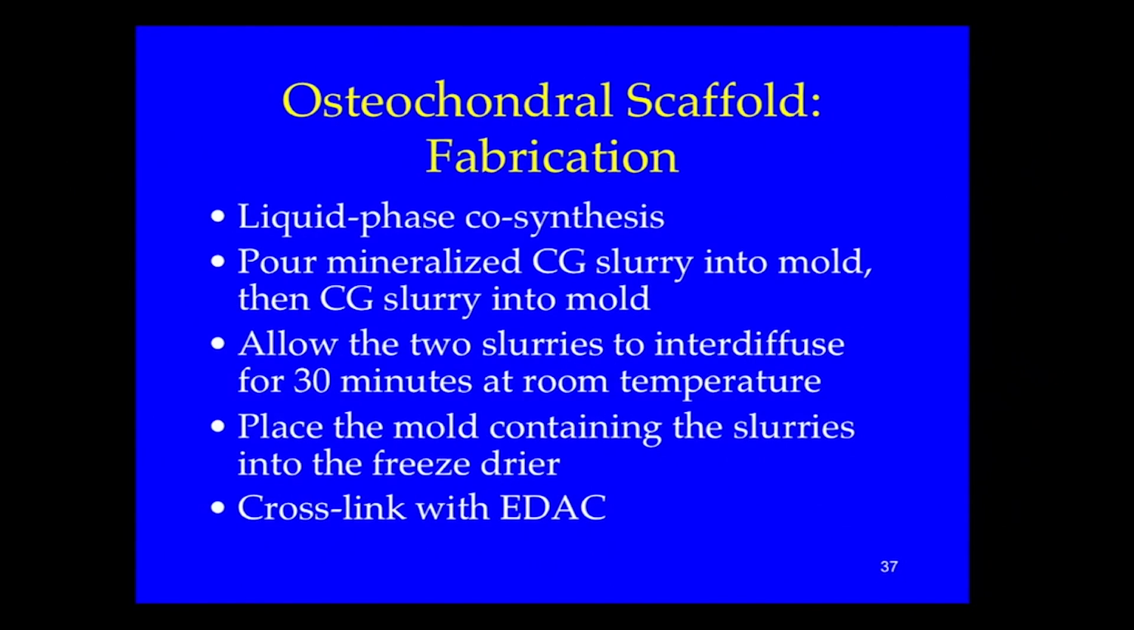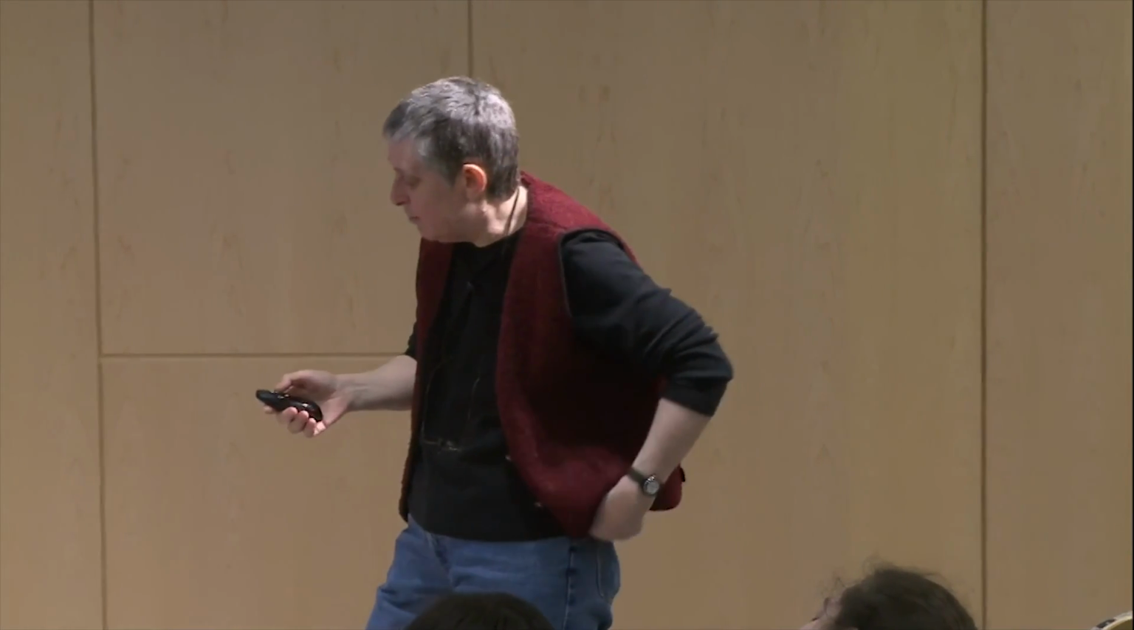And the way we did that was we used what we kind of fancily called liquid phase co-synthesis. This just meant that we took the mineralized collagen GAG slurry, we poured that into a mold, and then we poured the non-mineralized slurry into the same mold, and then we just allowed the two slurries to interdiffuse for some time period, and then we did the freeze drying step. So the idea was that if you poured the one in on top of the other, the mineralized one is denser, and then you put the less dense one on top, but over some period of time there'll be some diffusion between the two, and then we just did the freeze drying step. So this is the scaffold we ended up with.